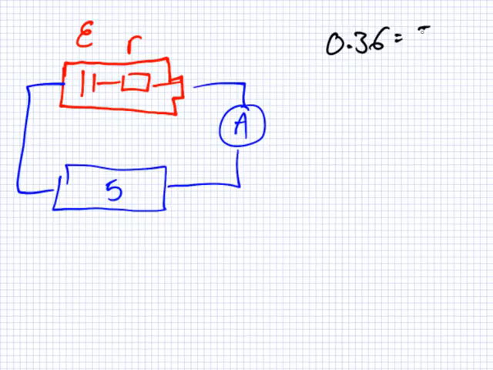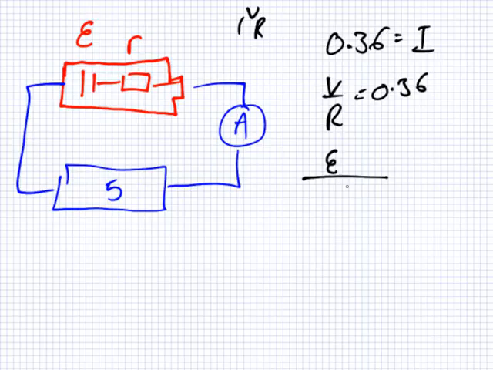0.36 is the current. Using our VIR triangle, what is the formula for current? Yes, so V over R equals 0.36. Now the V we don't know, it's the E. But the R, at least we can do something with that, because the R is the total resistance. And what's the total resistance here? 5 plus small r equals 0.36.